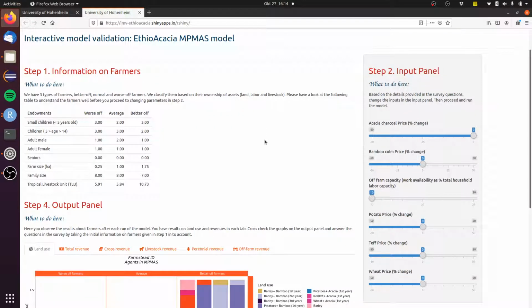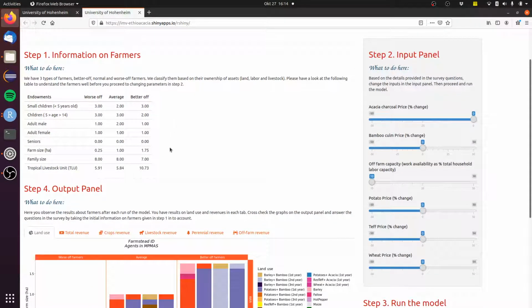So I just would like to say something about this interactive model application. Mainly this application has 4 components. The first one is the information about the farmers. We have 3 types of farmers. We have a worse off or relatively poorer farmer, we have an average farmer, and we have a better farmer, and we have given information on the endowments of these 3 farmers. And this is the first part of the interactive model application.